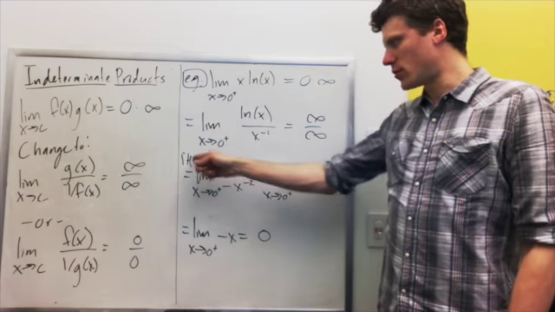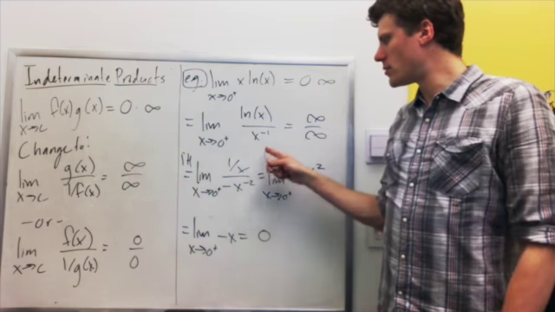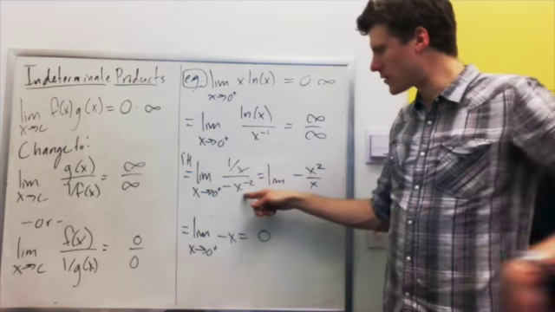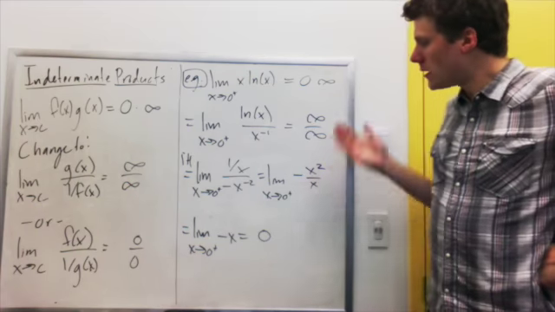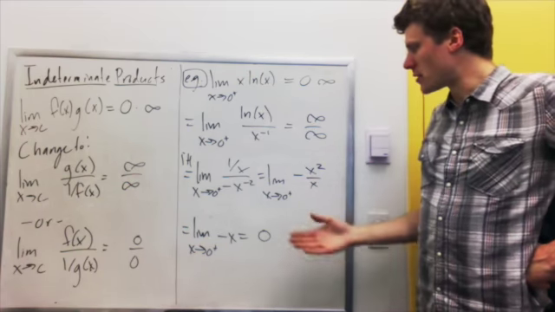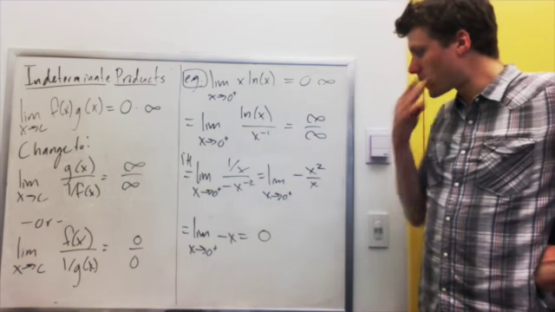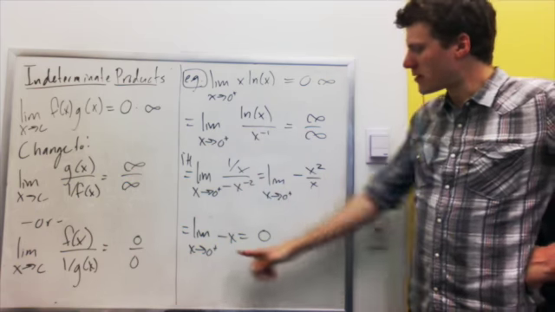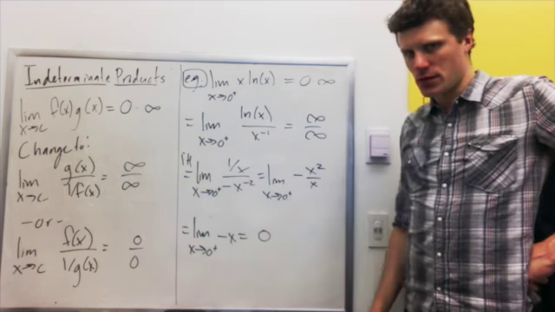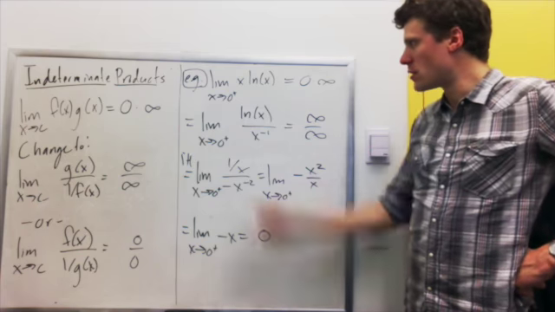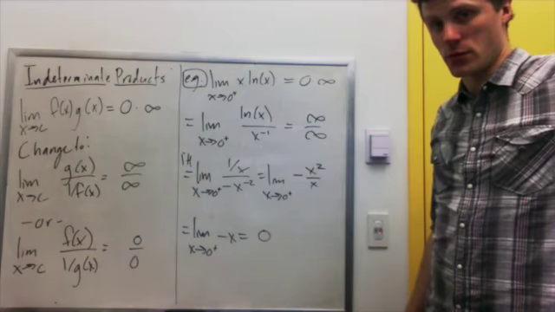Now I apply L'Hopital's rule. Take the derivative. Derivative of log of x is 1 over x. The derivative of x to the minus 1 is negative x to the minus 2. And now this is just algebra. I can multiply the top and bottom by x squared to get negative x squared over x, and then divide x squared by x to get the limit as x goes to 0 from the right of negative x. I can now just plug in x equal to 0, and I get 0. So x log x goes to 0 as x goes to 0 from the right.